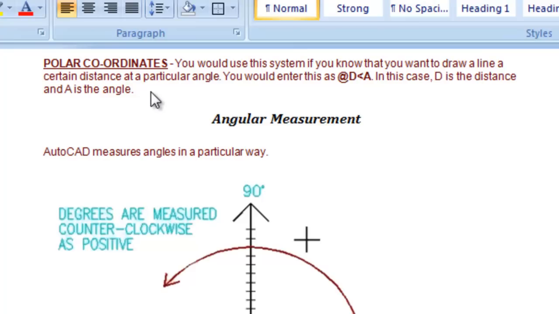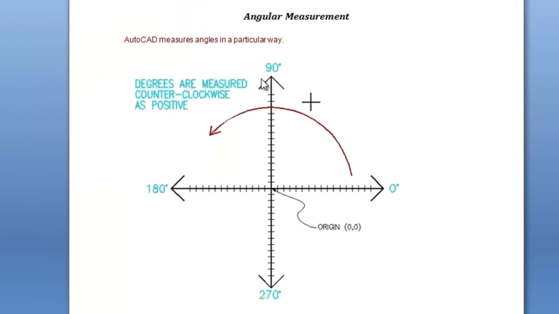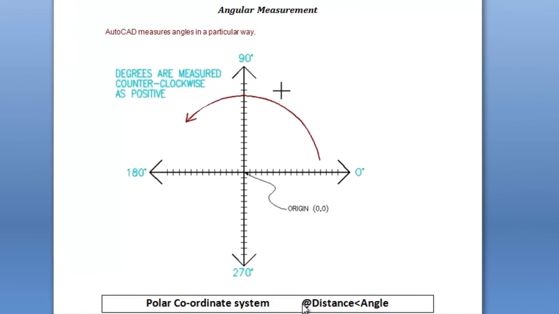It's at distance, or the length of the line, the less than symbol, and the angle you wish to go at. Angles in AutoCAD are measured 0 degrees is always to your right, and 90 degrees always straight up. 180 is always to the left, and 270 is always down below. So the polar coordinate system, at, distance, less than, an angle. That's always the less than symbol.